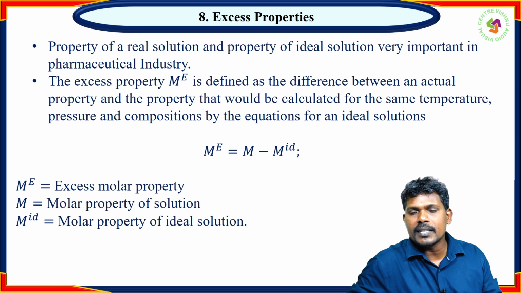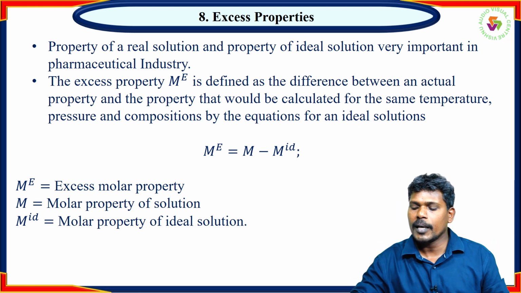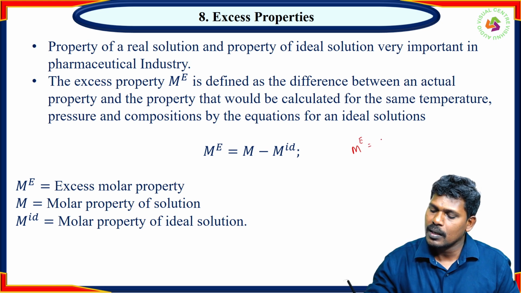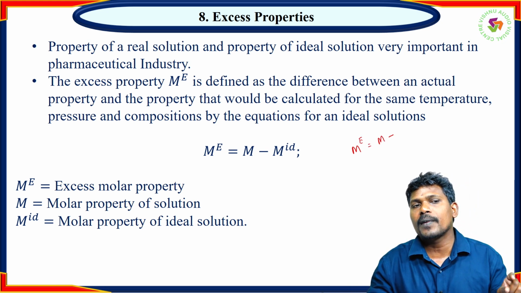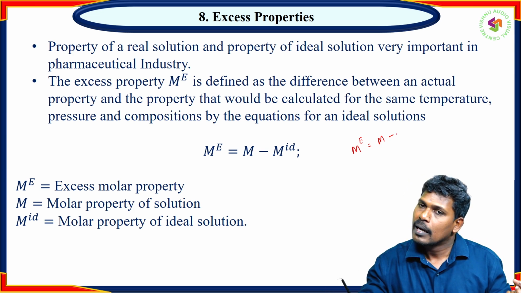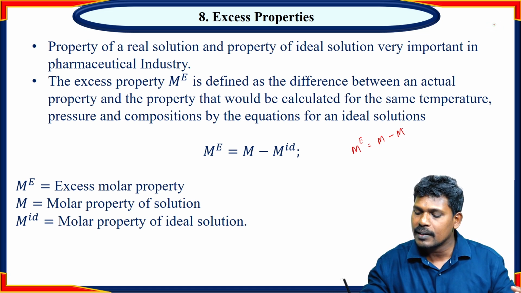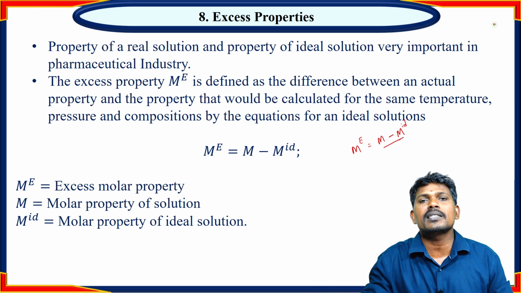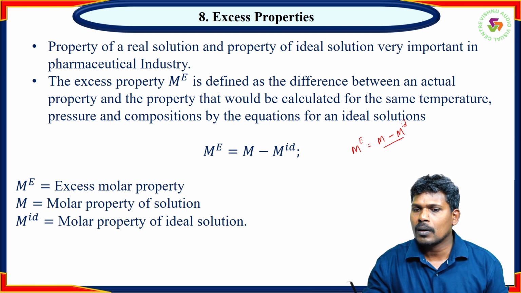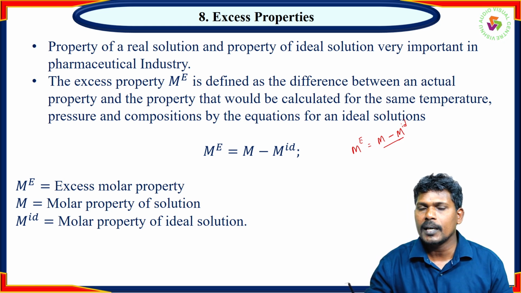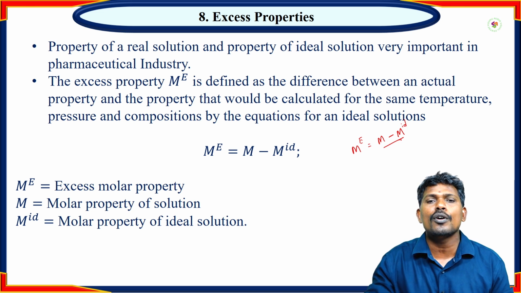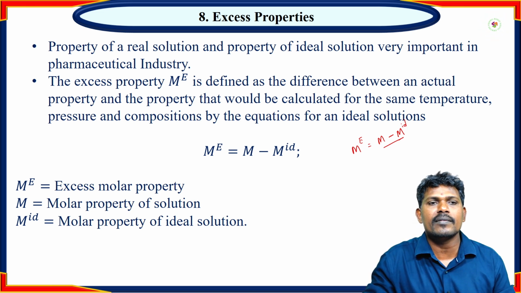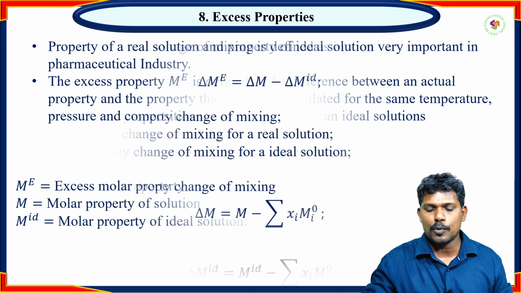It's defined as the difference between the real and the ideal, nothing else. The ME, the excess property, is the difference between the property of a real compound and its property when we assume it is in the ideal state. The difference between both is called the excess property. If the real compound is behaving ideally, then both are equal and M^E is equal to 0, there is no excess property. In other words, it tells how much it is deviating from the ideal behavior. So this is excess property.